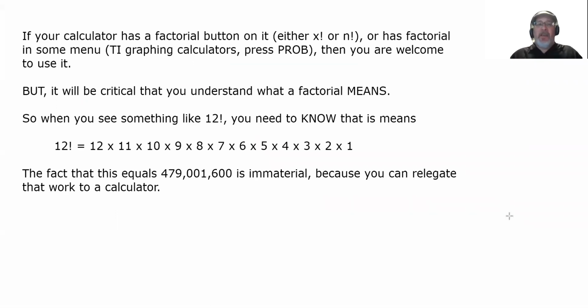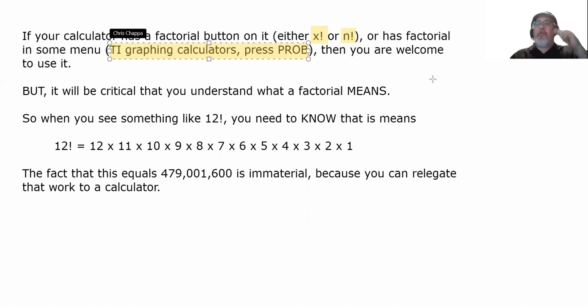Now, if you have a calculator, and you should, if your calculator has a factorial button on it, it'll probably say x factorial or n factorial, or has factorial somewhere in the menu. If you have a TI graphing calculator, press the PROB button, or maybe it just says PRB. I don't have one in front of me.